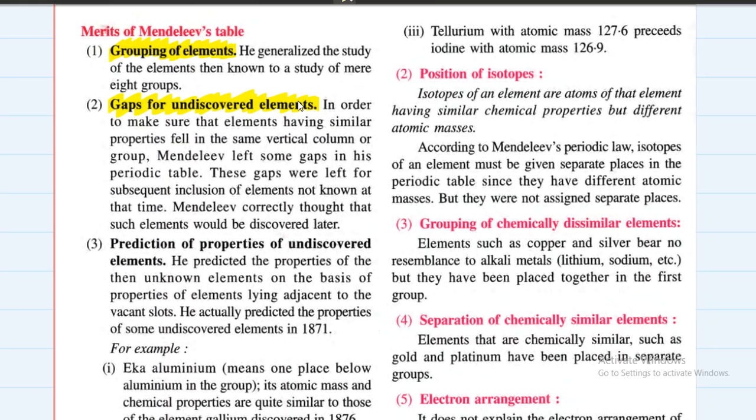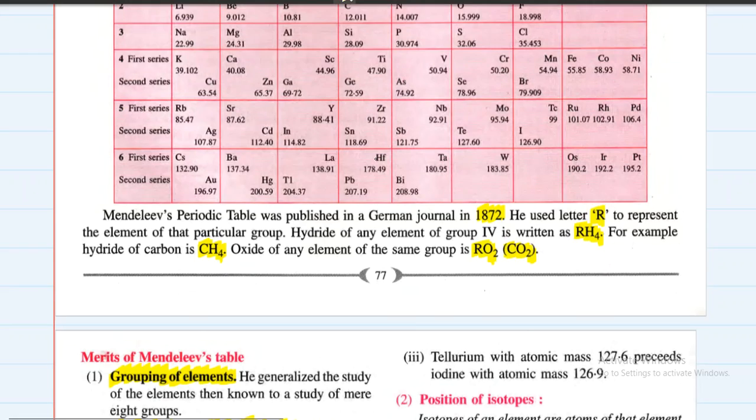Gaps for undiscovered elements. Now this was really a work of a visionary. Only a visionary scientist can think of something like this. That is, he left gaps for undiscovered elements. In order to make sure that elements having similar properties fell in the same vertical column, Mendeleev left some gaps in his periodic table. These gaps were left for subsequent inclusion of elements not known at that time. Mendeleev correctly thought that such elements would be discovered later.